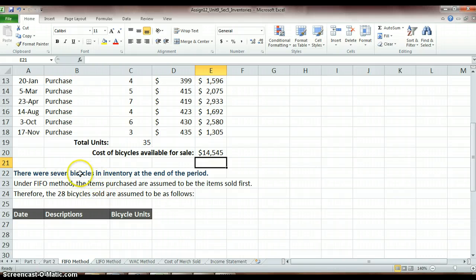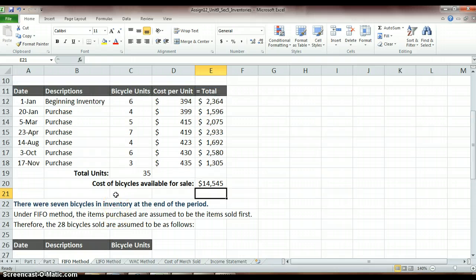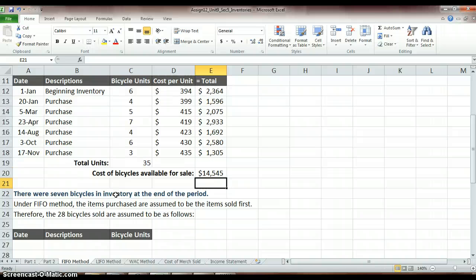So now, using the FIFO method, we need to determine the price of our ending inventory. So we have 7 bicycles left over. Using the FIFO method, again, this means that the first bikes that came in are going to be the first bikes that we sold out. So if we have 7 bikes left over of 35, let's do some quick math here, that means we sold 28 bikes. So of all of these bikes that were purchased, we sold 28 of them. And the FIFO method means that the bikes that we bought first were the bikes that we shipped out first.